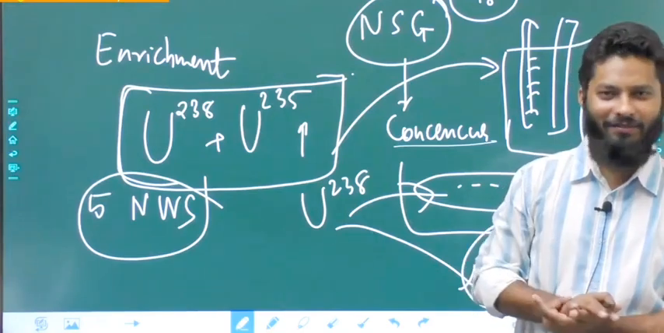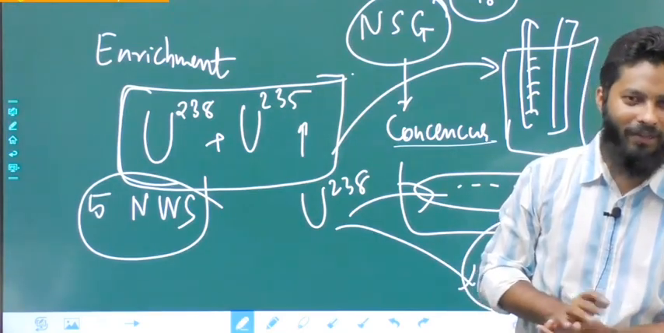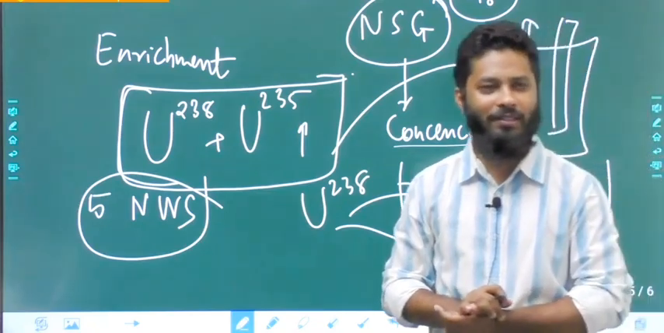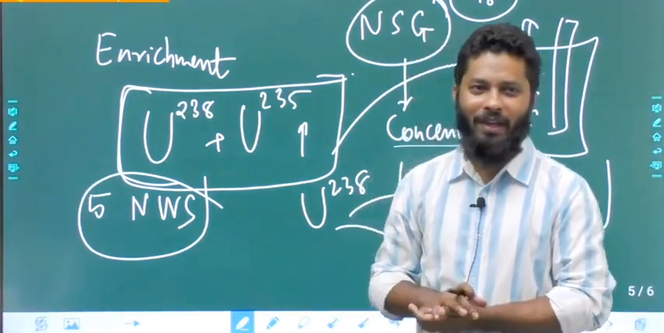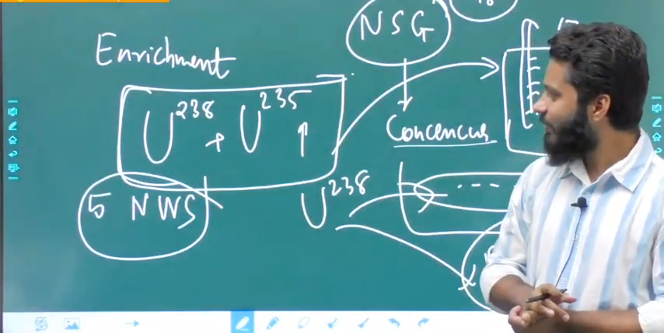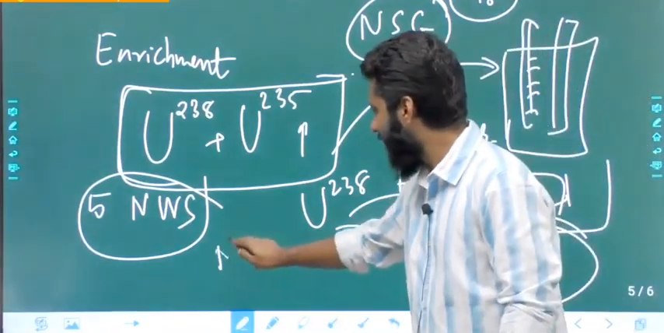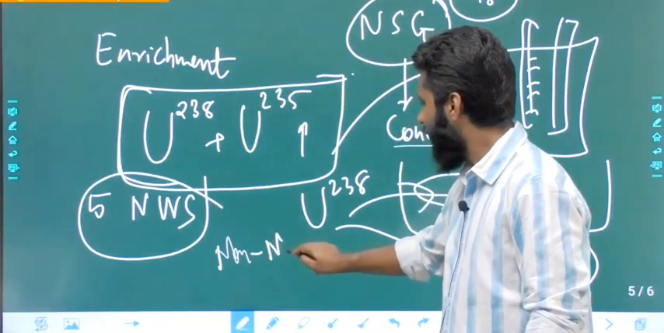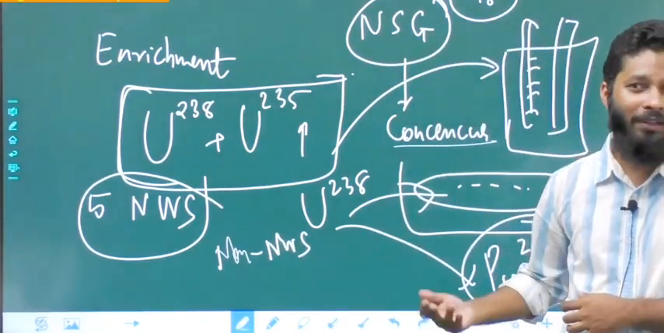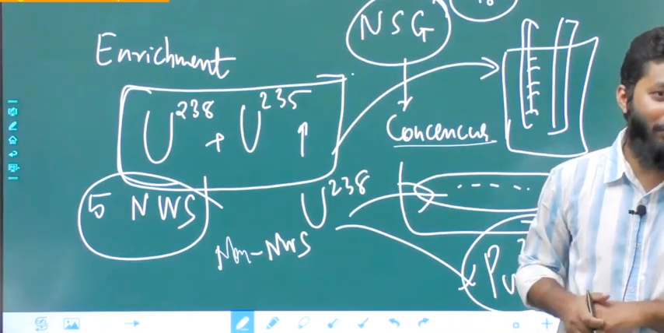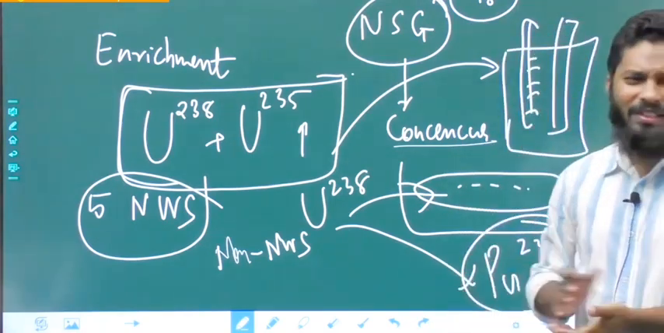See the irony. These are the members who have permanent seats in the United Nations Security Council, and they are the 5 nuclear weapon states. And then they say every other country is a non-nuclear weapon state, and they shall not go for developing nuclear weapons. So this is the idea.